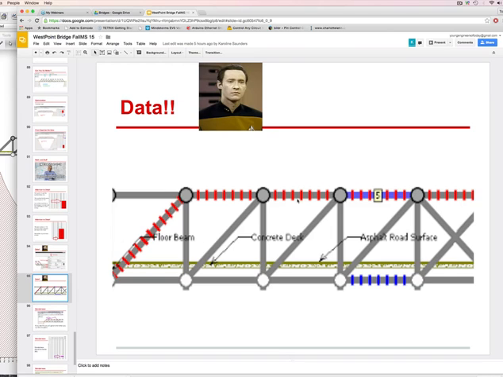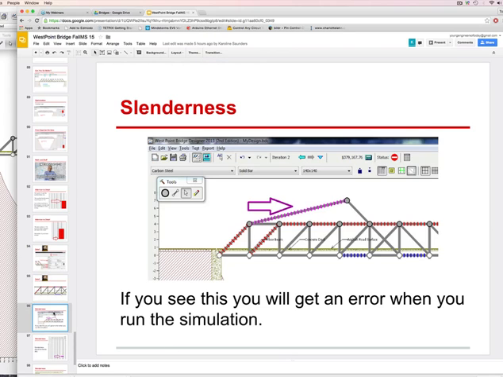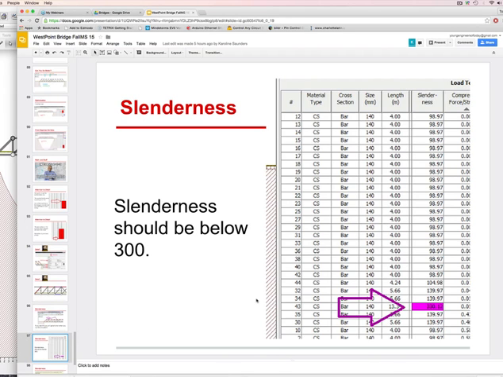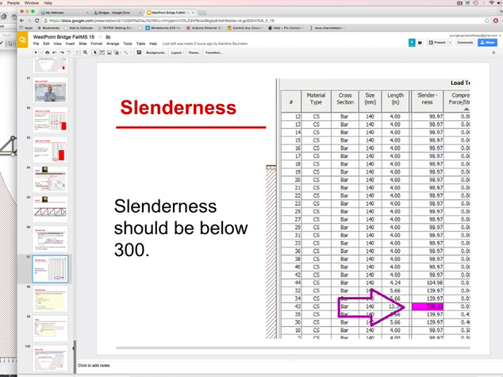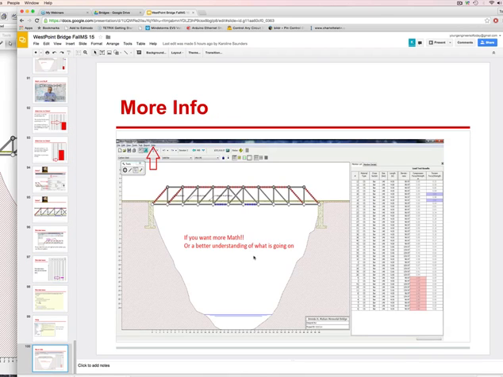this shows you these are failing in compression. The blue ones are failing in tension. Also, too, there's an issue with something called slenderness. Just watch over here. If it tells you it's got to stay below 300, that's really not a factor. It only gets in the freaky parts of the bridge. And if you go to help, you'll even get more math on what's going on to help this, okay?